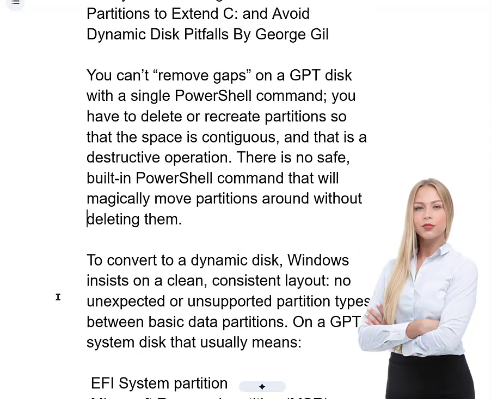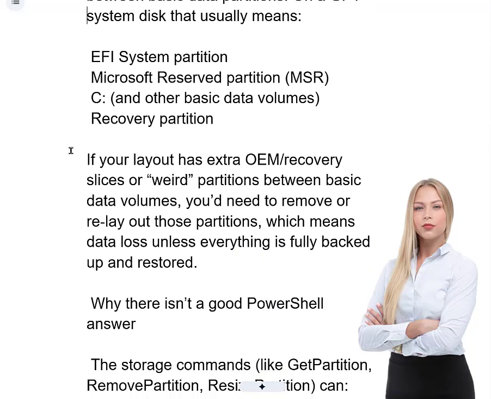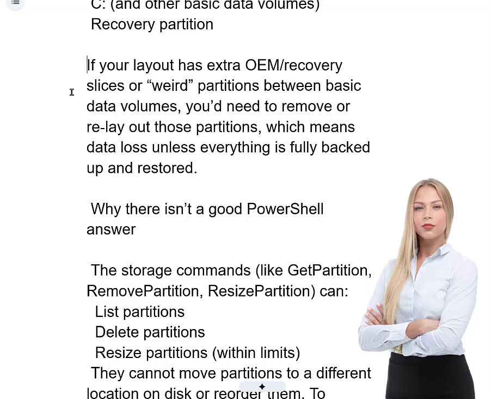To convert to a dynamic disk, Windows insists on a clean, consistent layout. No unexpected or unsupported partition types between basic data partitions. On a GPT system disk, that usually means EFI system partition, Microsoft reserved partition (MSR), C, and other basic data volumes, recovery partition. If your layout has extra OEM/recovery slices or weird partitions between basic data volumes, you'd need to remove or relay out those partitions, which means data loss unless everything is fully backed up and restored.